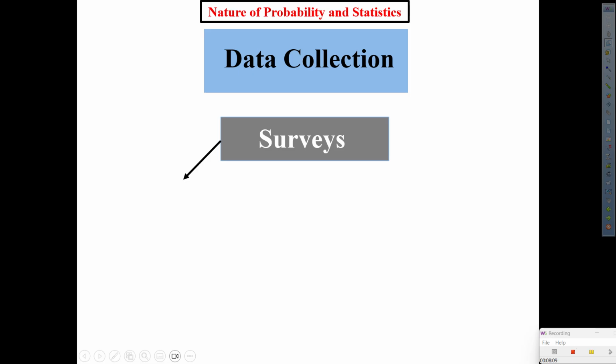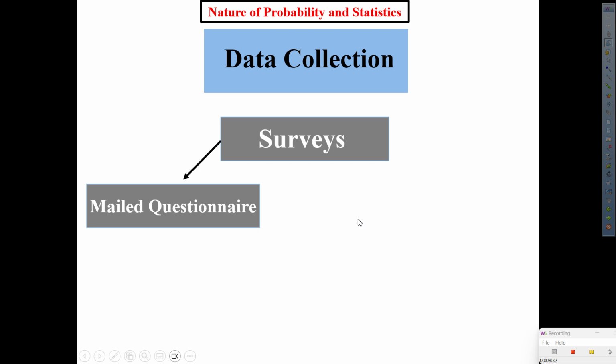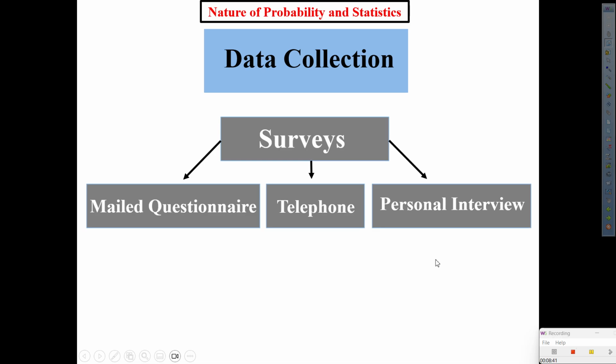Anyways, they send you $2 for you to fill out a survey. The other method is known as telephone. So you get calls from time to time from spam or random numbers. They want to collect data. And the third most common one is known as personal interview.